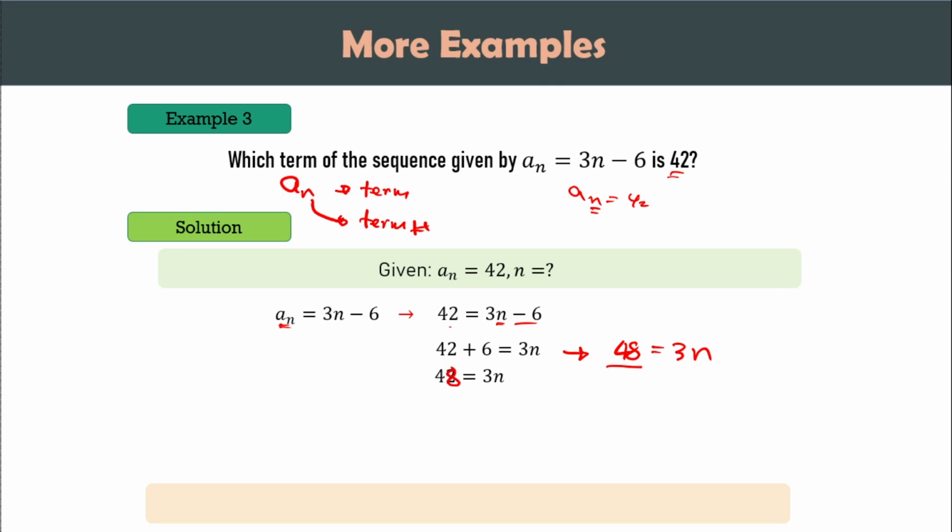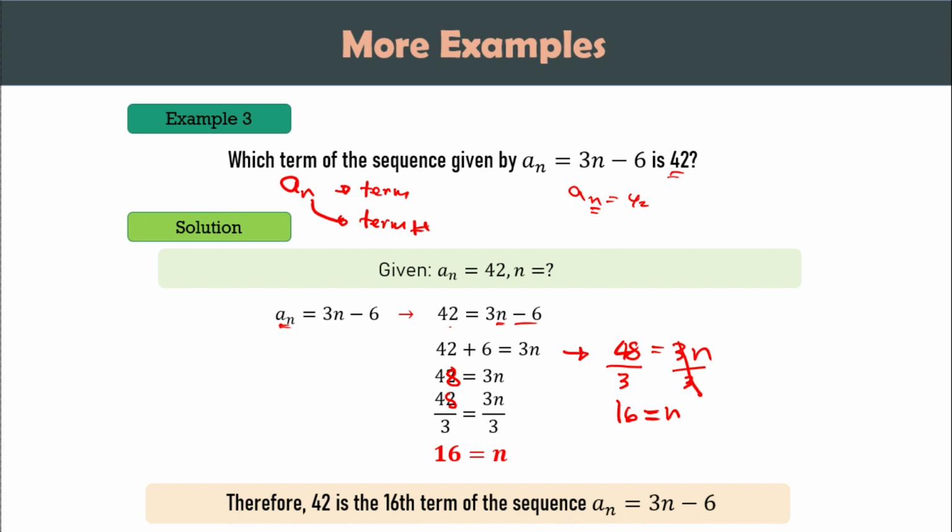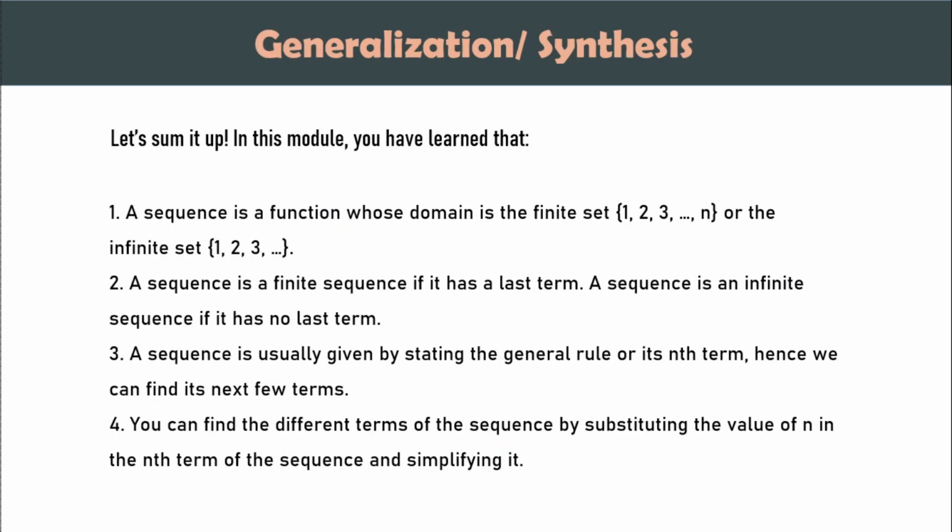So divide natin to ng 3. So 48 divided by 3 will give us 16. So 16 is equal to n, or n equals 16. Therefore, 42 is the 16th term of the sequence a sub n equals 3n minus 6.